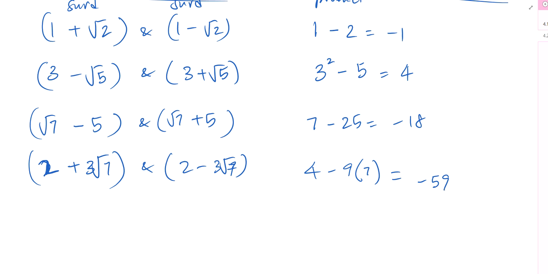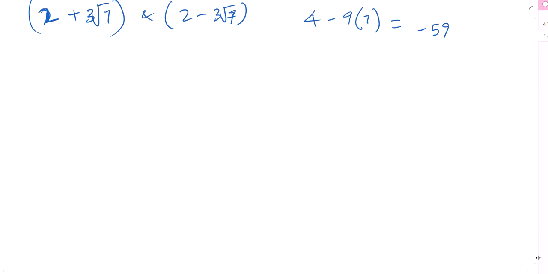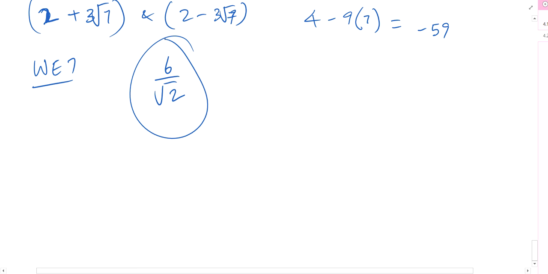Okay, why is this important? Because we come to the next part, which is called rationalizing the denominator. Let's take a look at work example number 7. 6 over root 2. This over here is a number. If you key in a calculator, you get a certain number, 6 divided by root 2. This is a fraction. Where is the surd? The surd is in the denominator, right? Is the numerator rational? Yes. What about the denominator? Is it rational? No, it is not rational.